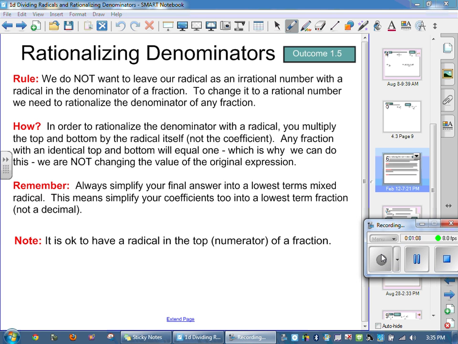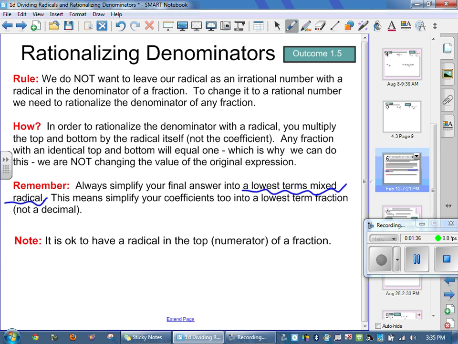Now, remember, we need to simplify our final answer into a lowest mixed radical. Always, always. We always have to simplify as our last step. So, what that actually means is, if we have coefficients, we need to simplify our coefficients into lowest term fractions and not decimals. So, is it okay to have a radical left on the top? Absolutely. We can leave radicals on the top, just not on the bottom.